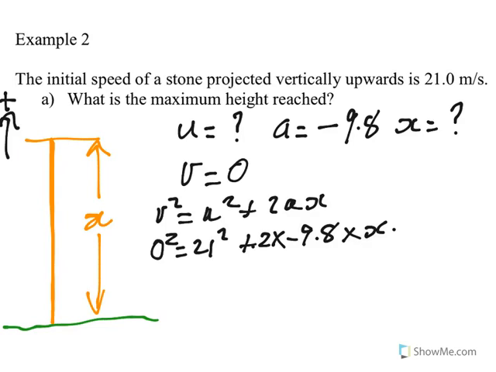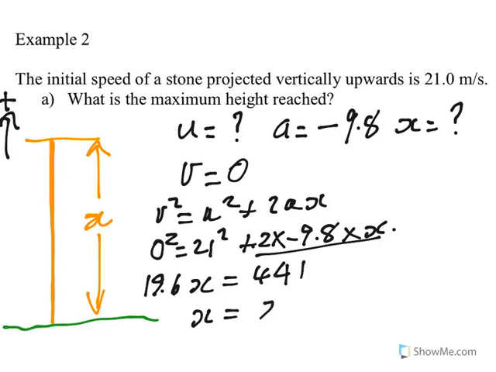When we figure a few of those things out, this bit's going to come out negative, so I'm going to do two things at once. I'm going to multiply that together and shove it over the other side, and so when I do that I get 19.6x is equal to 441. Divide both sides by 19.6 and we get 22.5 metres. This is how high it is.